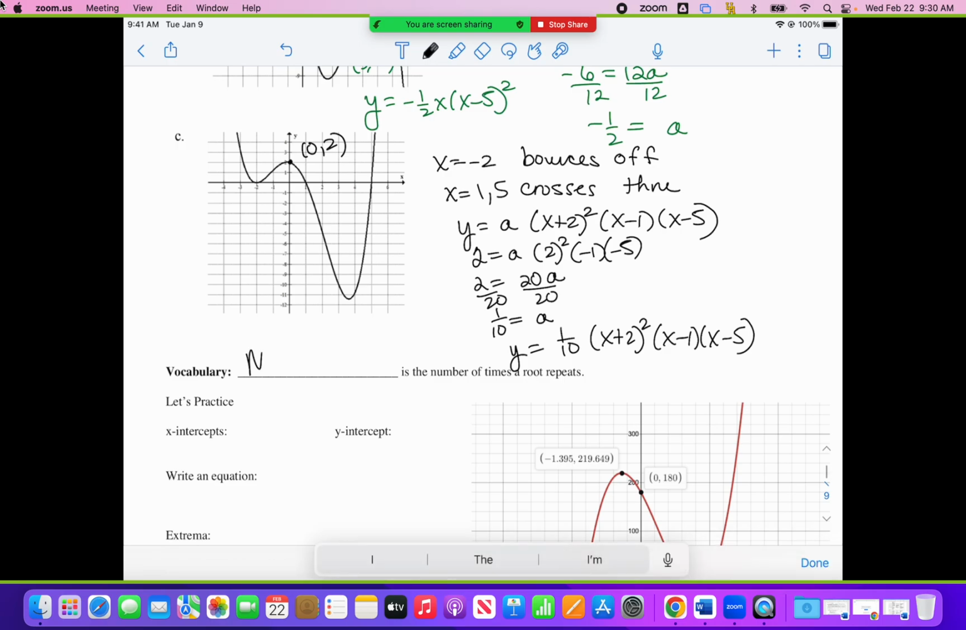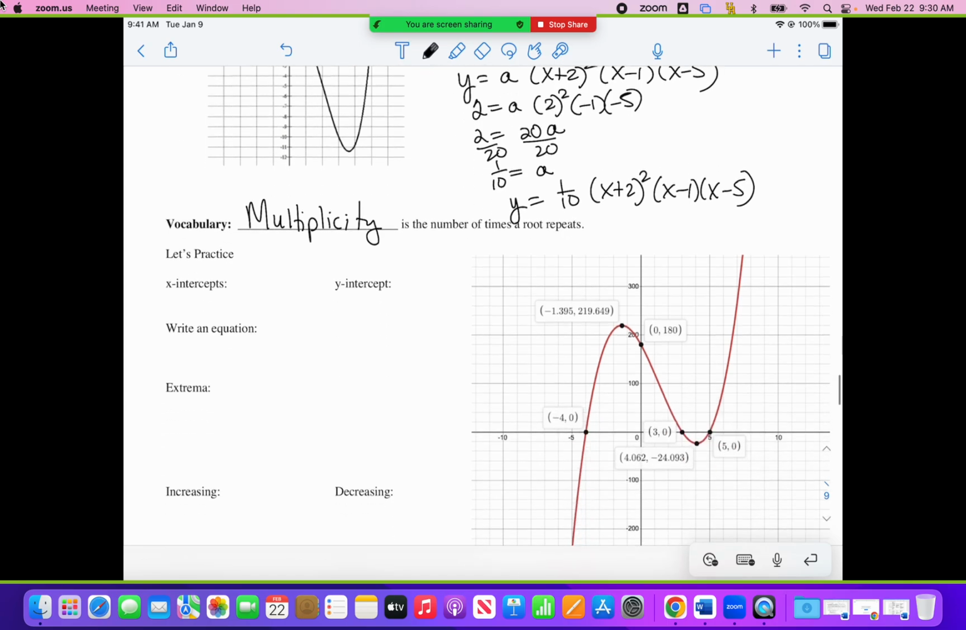All right, we have a vocabulary term. It's called multiplicity. Multiplicity is the number of times a root repeats. So we've been calling it a double root. Well, the double root is really multiplicity 2.